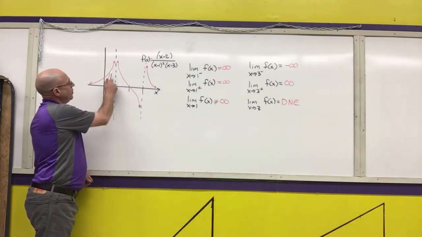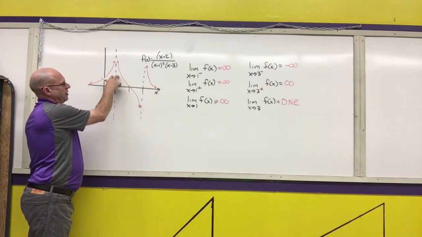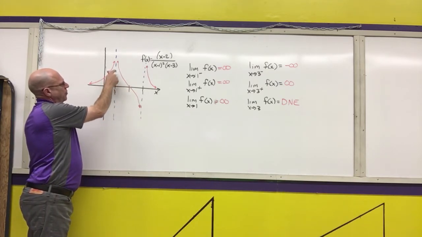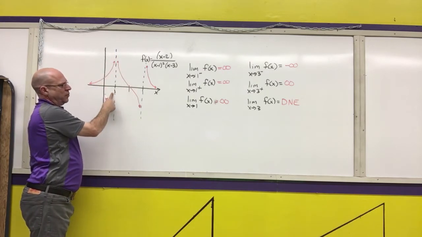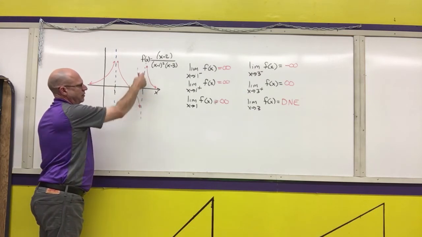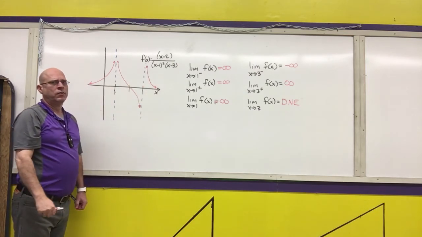So from a graph, the two-sided limit will exist if the graph approaches the vertical asymptote from the same side as you approach the number where the vertical asymptote is. And if you approach from different sides, the limit as you approach that asymptote will not exist.